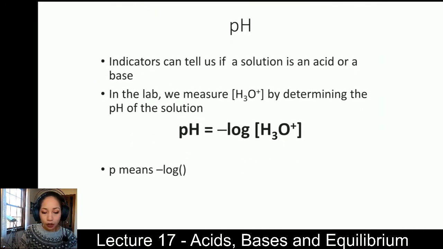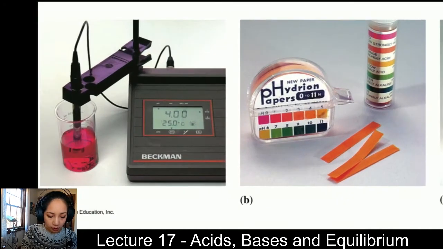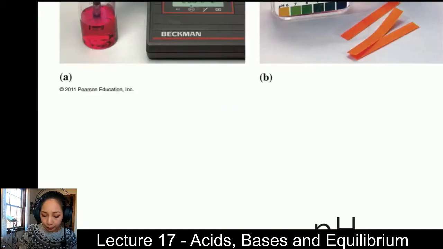All right, so pH, what does that P mean? So, like I said, indicators can tell us if a solution is an acid or a base, so kind of the relative amount of acid, hydronium ion, excuse me, versus hydroxide anion. So, in lab, when we use a pH meter that looks like this, the device is spitting out a number, a pH of 4.00.